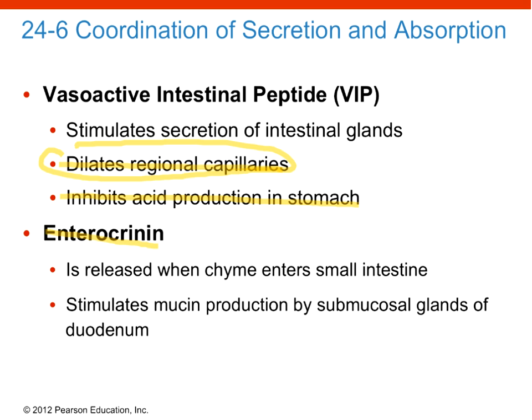Enterocrinin stimulates mucus production by the submucosal glands of the duodenum, and that's important because remember that chyme that came from the stomach has a very low pH. So we want that pH to rise and not be so acidic.